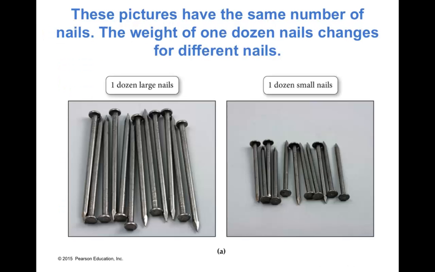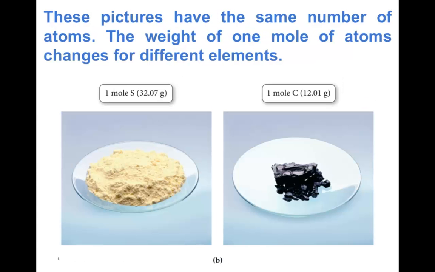Now, these pictures have the same number of nails. In both of them, we have 1 dozen of large nails and 1 dozen of small nails. The weight of 1 dozen nails changes for different nails, okay, because of the size of each nail. This picture has the same number of atoms. The weight of 1 mole of atoms changes for different elements. So we have here the same number of atoms as here, but here the mass of this is 32.07 grams, while the mass of this is 12.01 grams. But the number of atoms is the same in both.